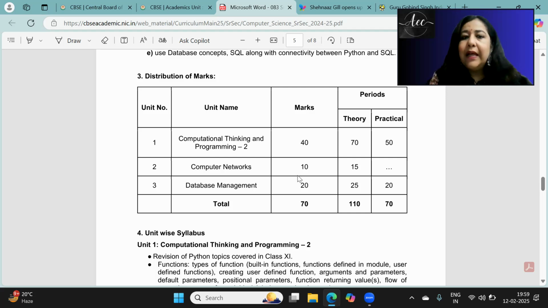That's for 20 marks. These two are relatively easy, but this 40 mark portion is quite lengthy and you have to be very technical for grasping the concepts as well as for writing the codes, because you get a number of codes to write here. So you get a number of Python programs which you have to write, or even if the code is given, you have to tell the output of the same. So these things are really very important, right? So we're going to work on it.